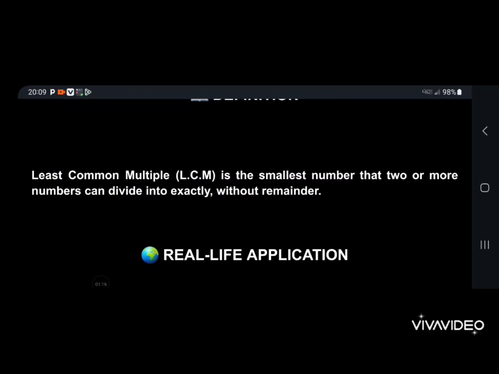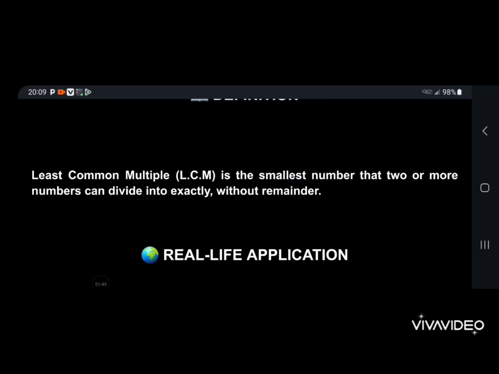Do you know what that means? You have many infinite numbers, because numbers like 6, 2 and 3 can enter. Numbers like 12, 2 and 3 can enter. Numbers like 18, 2 and 3 can enter. Numbers like 30, numbers like 60, numbers like 90, numbers like 120, many numbers 2 and 3 can enter together without remainder. But whenever they say L.C.M, they are looking for what?